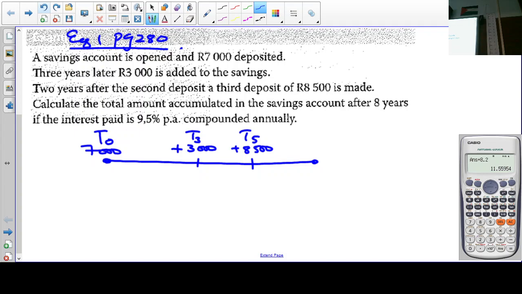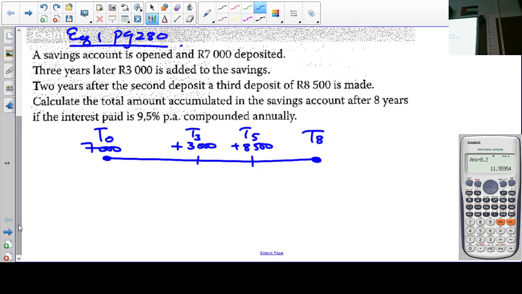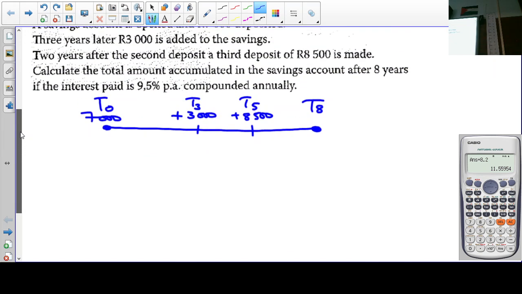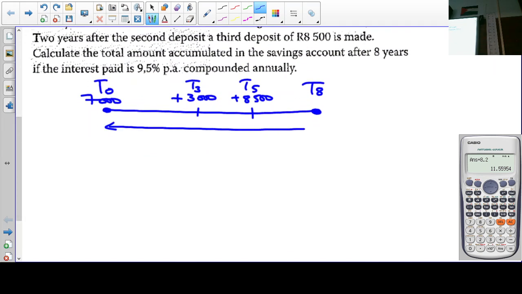Calculate the total amount of money accumulated in the savings account after 8 years. So this year is going to be T8. If the interest is paid at 9.5% per annum compounded annually. So the interest rate is standard, it remains the same, at 9.5% per annum compounded annually. Then 1/1. Later on we'll talk about compounded quarterly, daily, monthly, where 1/1 becomes 1/4, 1/12, and so on. But for now it's just 1/1, or you can leave that part blank. You don't need that for now. Will you guys understand?